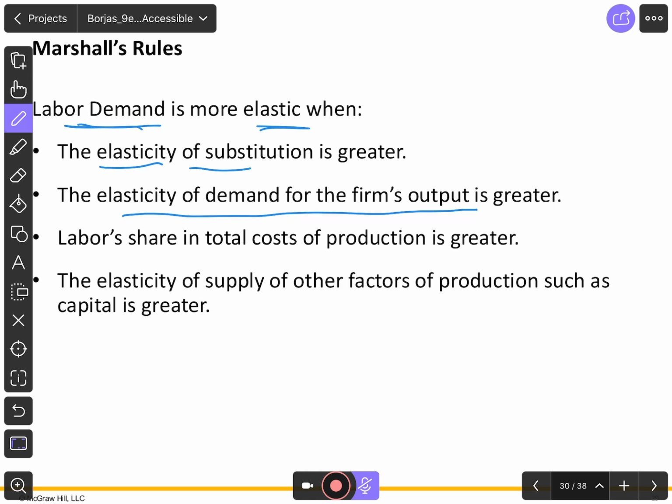This means that I will demand more workers, and if this happens, then we are talking about more elastic demand. And if the labor share in the total cost is greater than any other input, this would lead to an increase in the elasticity of labor. If the elasticity of supply of other factors such as capital is greater, that also would lead to an increase in the elasticity of the demand for workers.